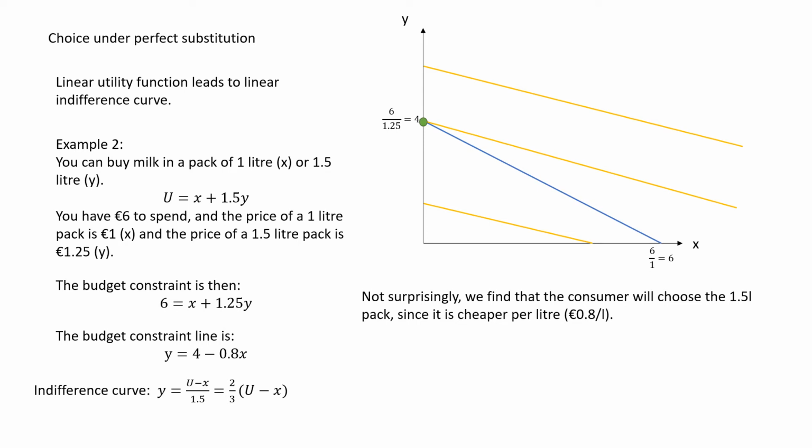What we did here is something you could have already guessed. Simply, the consumer chose the good which gives you 1 liter of milk the cheapest. In this case, if you buy a 1 liter pack, then you have a price for milk of 1 euro per liter. If you choose instead the 1.5 liter package, then you get the same liter of milk for 80 cents.